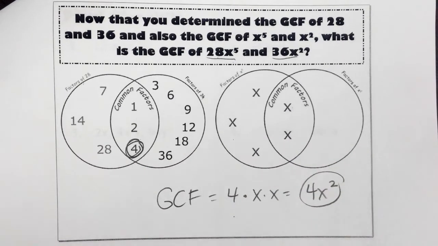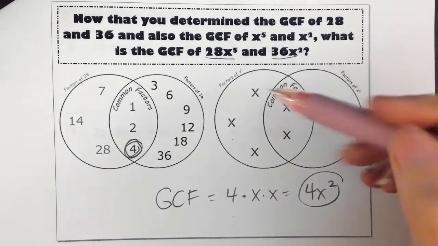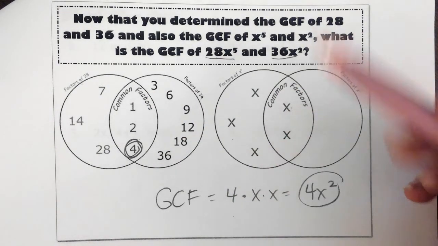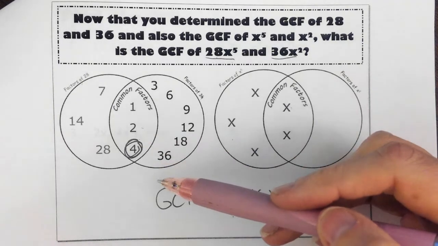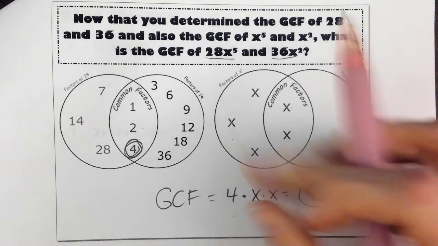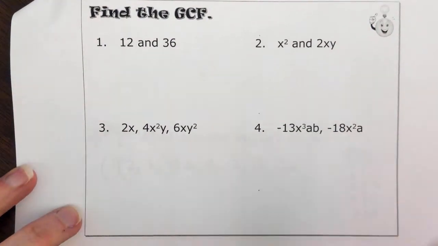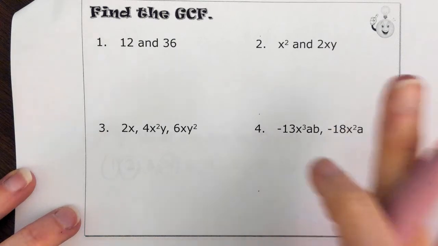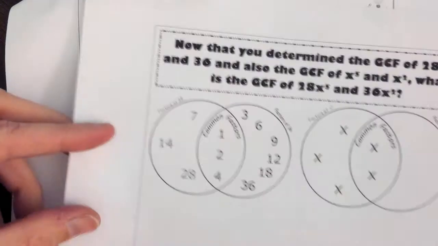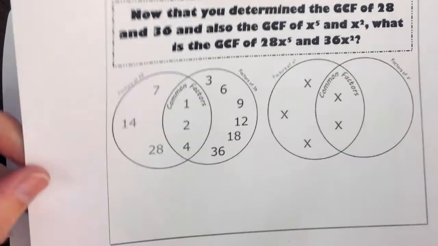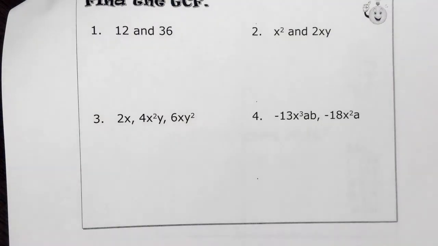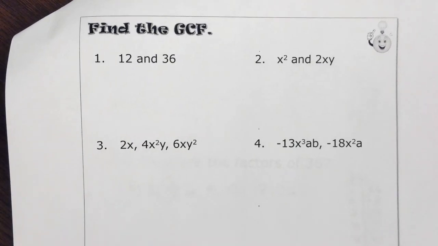Okay? So again, we handle the numbers and letters a little differently, but we're going to find the greatest common factor of the numbers, the greatest common factor of the letters, and put them together. All right, so let's try that. Here's an old school one, 12 and 36. I want you to find me the greatest common factor, just like this one here. You don't have to draw a Venn diagram if you don't want to, but find me the greatest common factor of 12 and 36.